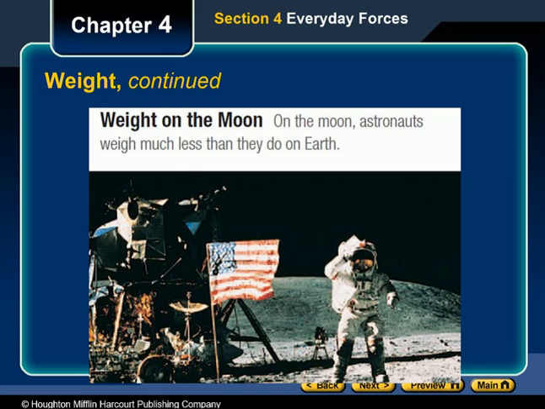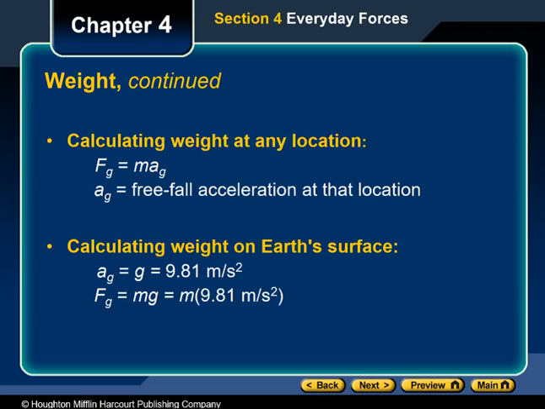The value of a_g on the surface of a planet depends on the planet's mass and radius. On the Moon, a_g is about 1.6 meters per second squared, much smaller than 9.81 meters per second squared. Even on Earth, an object's weight may vary with location. Objects weigh less at higher altitudes than they do at sea level, because the value of a_g decreases as distance from the surface of Earth increases. The value of a_g also varies slightly with changes in latitude.